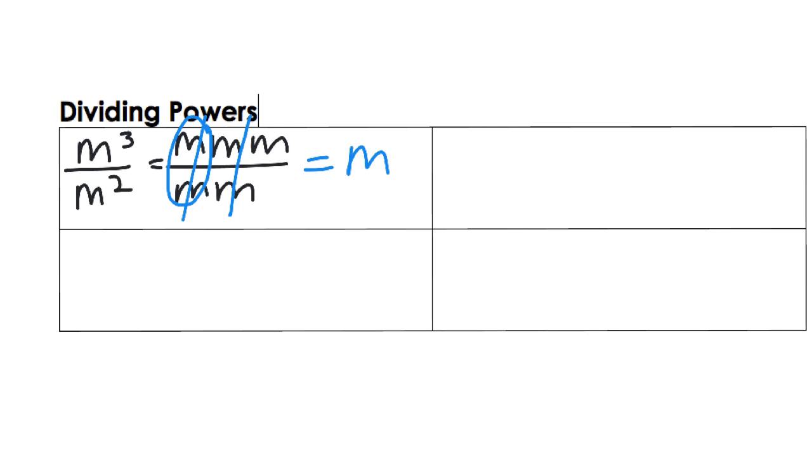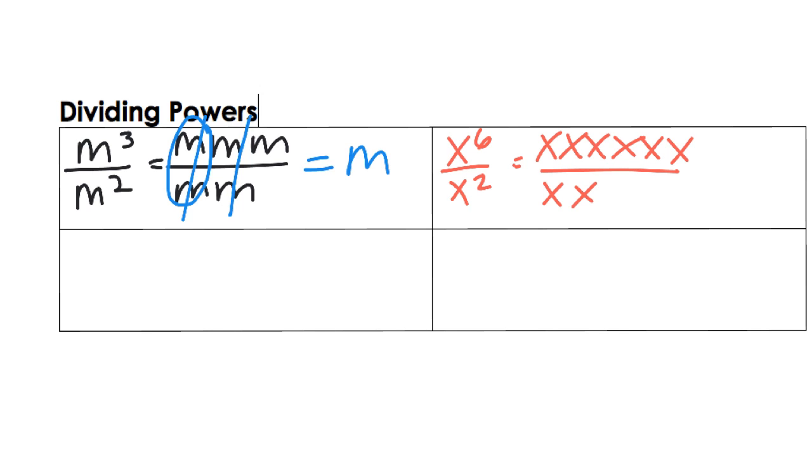For the next one, let's do x to the 6th divided by x to the 2nd. So I have 1, 2, 3, 4, 5, 6 factors of x on top, 2 factors of x on the bottom, and then I look for things that can become 1. So here x divided by x is 1, x divided by x is 1, so I'm left over with 1, 2, 3, 4 factors of x, so x to the 4th power.